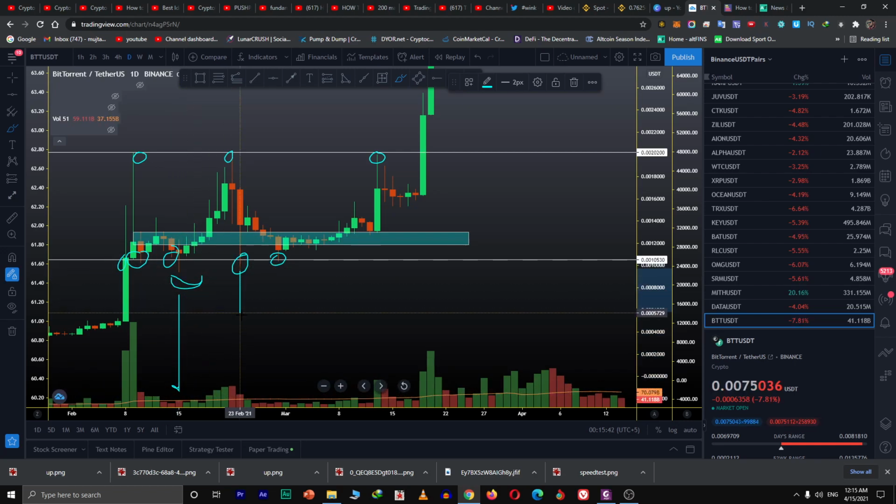If we see here, the volume was not much. If we see here, the volume was not that much. Okay, low volume, we can't break that level. This is a very key point. This was the first test.